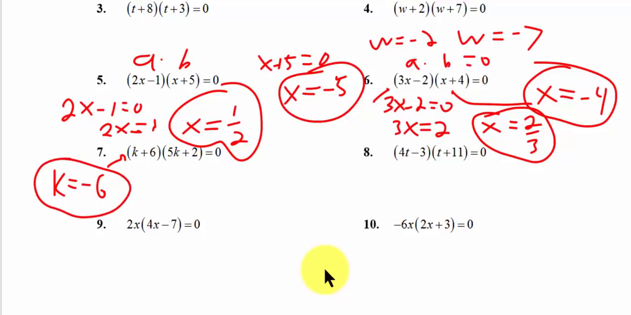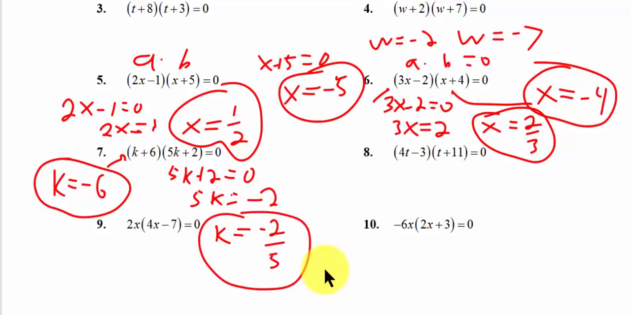The second term, because of the number in front of the K, we're going to have to solve this for K. So 5K plus 2 equals 0. I bring the 2 to the other side by subtracting 2 from both sides. And when I solve this for, oops, I wrote x. This should be a K. If I solve this for K, I'm left with K equals -2/5. So that's my second solution.